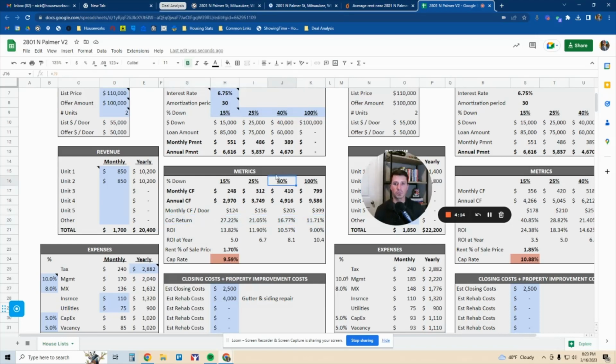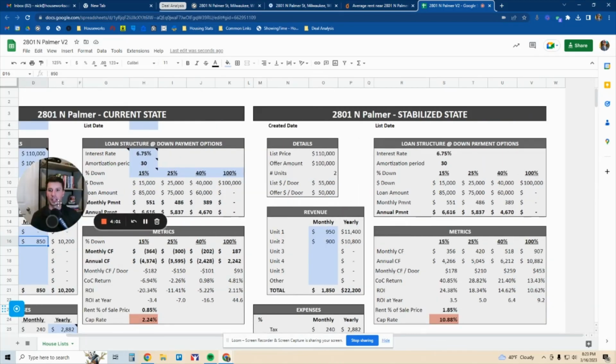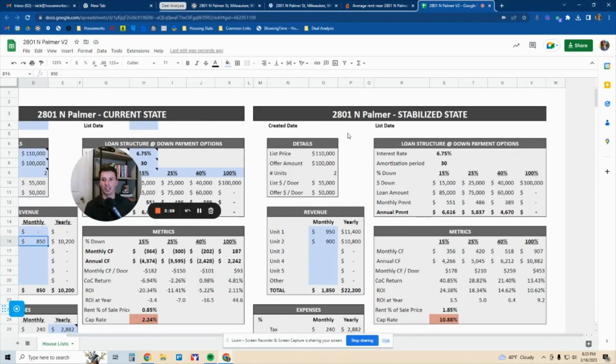So this current state on the left, this is where I always start, but then I always want to think about what's the potential of this property. Where can this property go? If we move over here to this stabilized state, that's how I determine what is the future of this property. What's the potential?